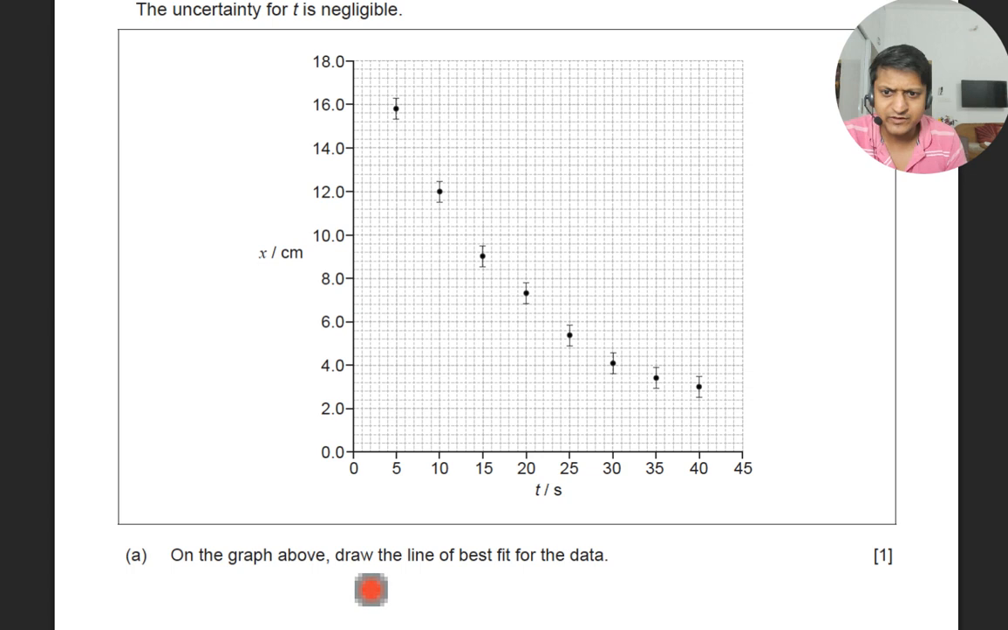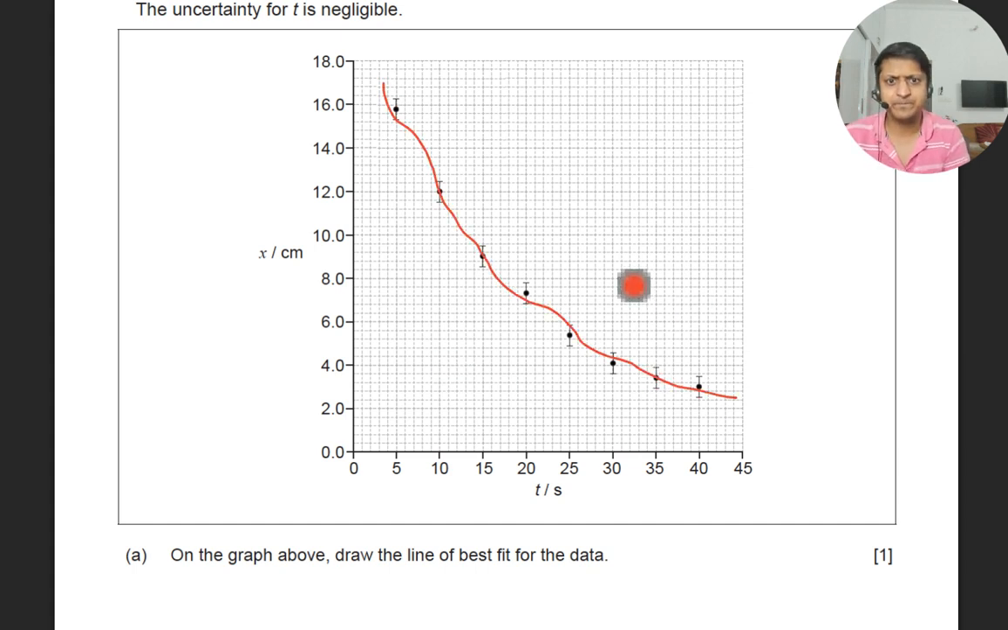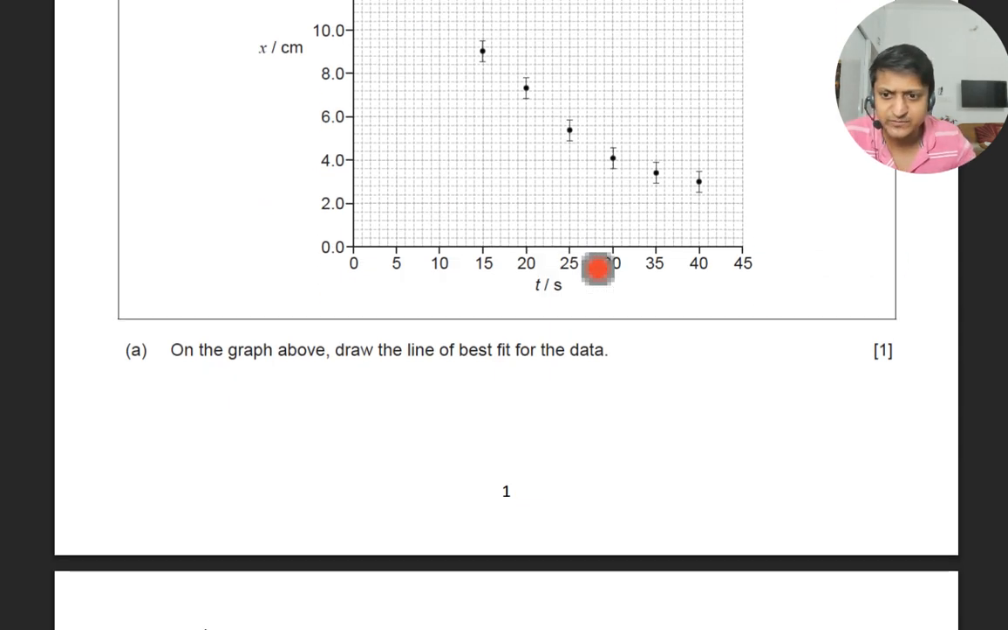On the graph above, draw the line of best fit for the data. So first, we have to draw a line that will be passing through all of the points. So we will be drawing like this. You can draw it in a better manner, but on the screen, I will be doing it like this. Okay, so like this it will be drawn and we will delete it. So this graph will be used.